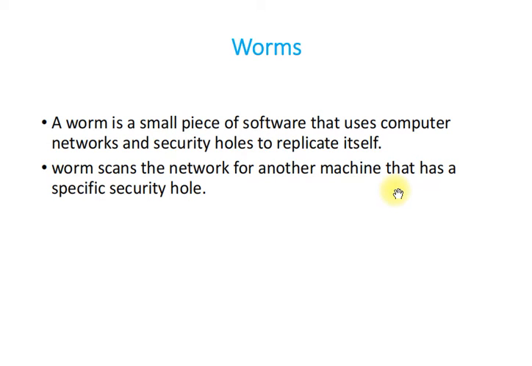So worms. A worm, on the other hand, is a small piece of software that uses computer networks and security holes to replicate itself. So worms scan the network for another machine that has a specific security hole. Of course, what is a security hole? Just to explain that, a security hole basically is a vulnerability or weakness in the system that may result from a system bug. So basically, that's what we are calling a security hole. So vulnerability and weakness in the system, that's what makes it possible for worms to be able to replicate themselves. Okay.